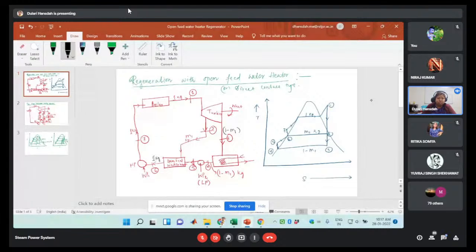So 1 minus m1 amount of steam is entering the condenser. This one is the condenser. Here also I have mentioned 1 minus m1 kg. Through the last class you had a doubt in this case, so that one I'm going to clear. If 1 minus m1 steam is entering the condenser, it is the ideal cycle. So we are assuming that 1 minus m1 kg of condensate will be formed.